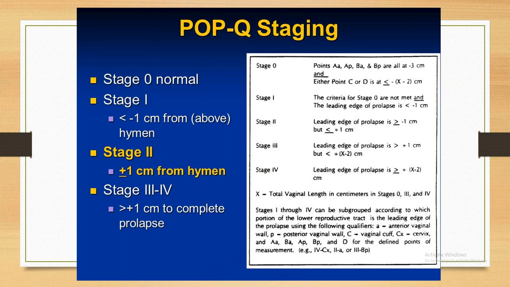Yes. So there should be some cervix that is coming out of that TVL posterior. There will be some length of posterior fornix. So they have considered this minus 2 as the posterior fornix length. So the cervix can lie up to 2 centimeters.